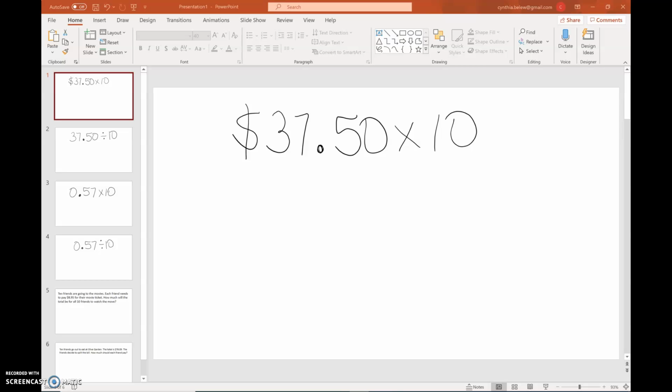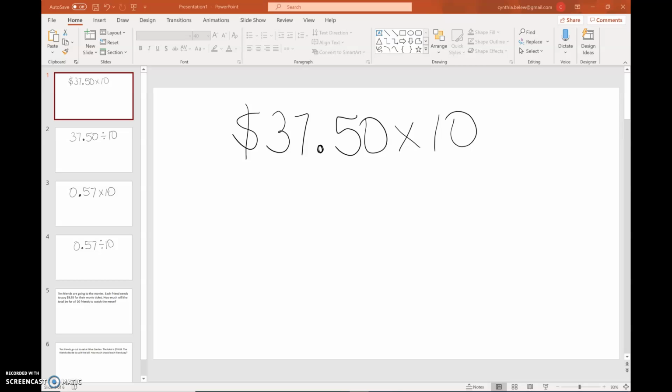Hey again, I wanted to make another video to show you what we did in math today, as many students struggled with it. So we talked about multiplying and dividing decimal numbers by 10. And it is super simple. There's actually no math calculations involved. You're just using your place value knowledge.